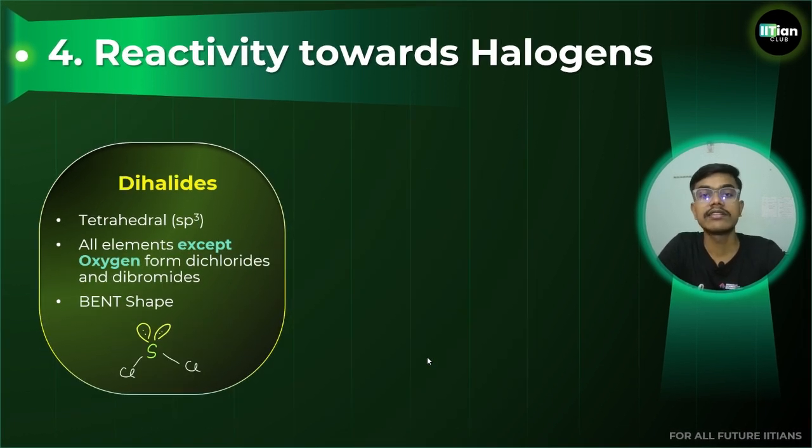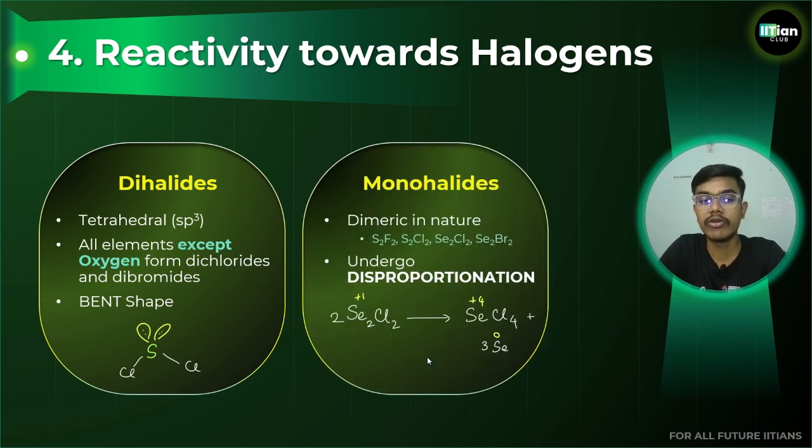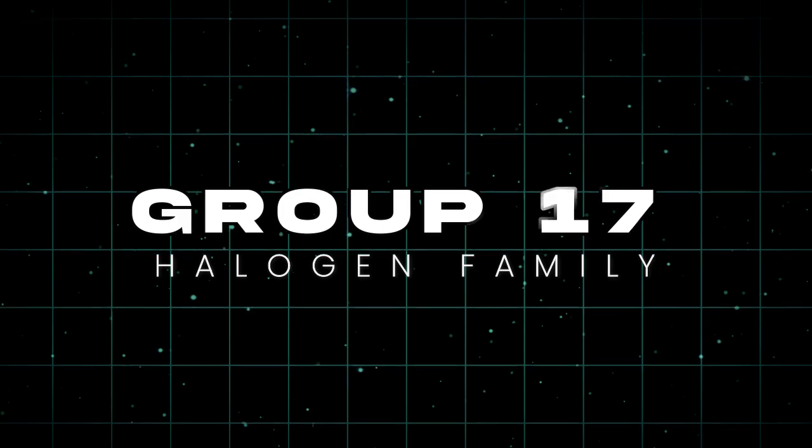Next, we have dihalides, where the hybridization is sp3 and the geometry is tetrahedral. All the elements except oxygen form dichlorides and dibromides. It has a bent shape. Next, we have monohalides, which are dimeric in nature, and you have to note these undergo disproportionation, and the reaction is given there. In Se2Cl2, the Se is in +1 oxidation state and it is getting oxidized to +4 and reduced to 0. With that, we conclude group 16 and we move on to group 17.